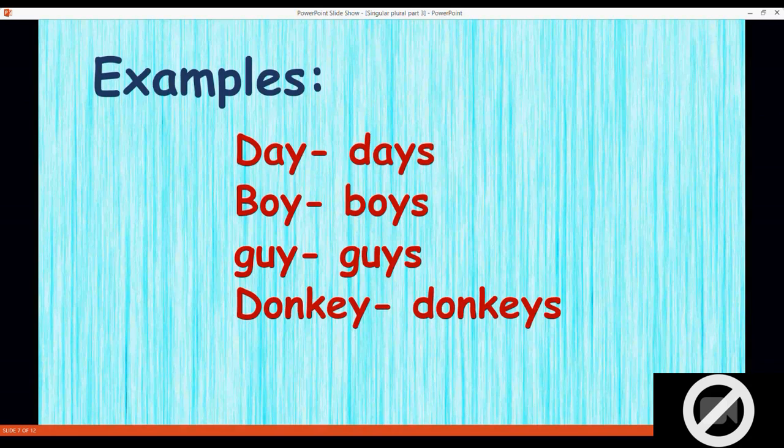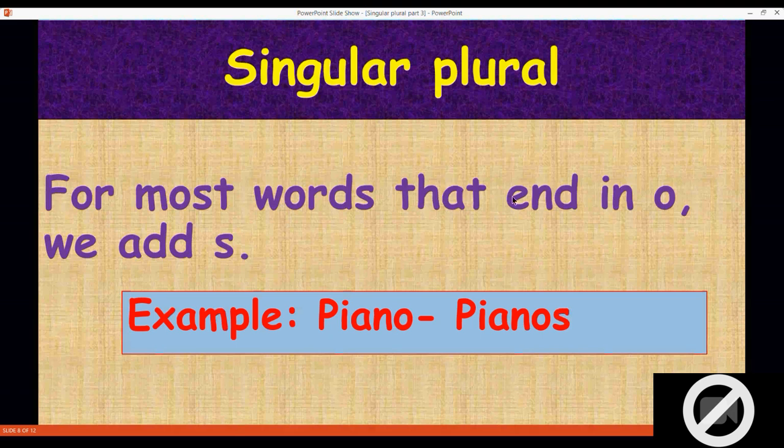For most words that end in O, we add S. They are not telling us what to do if a word ends in O.